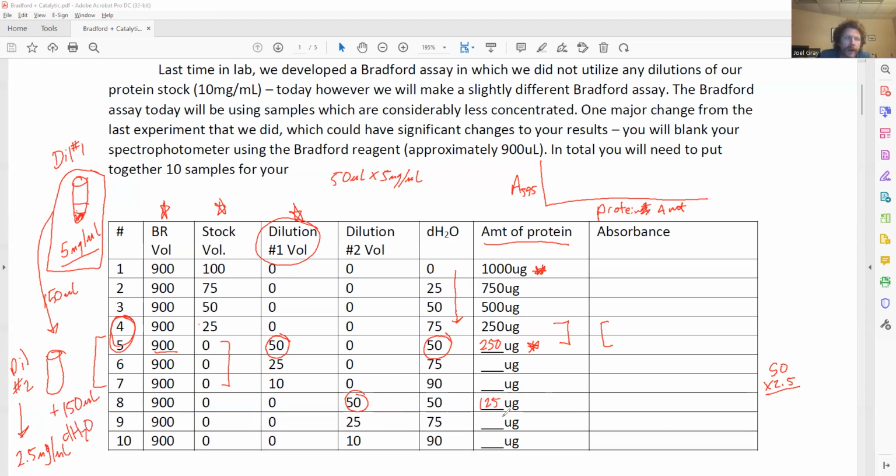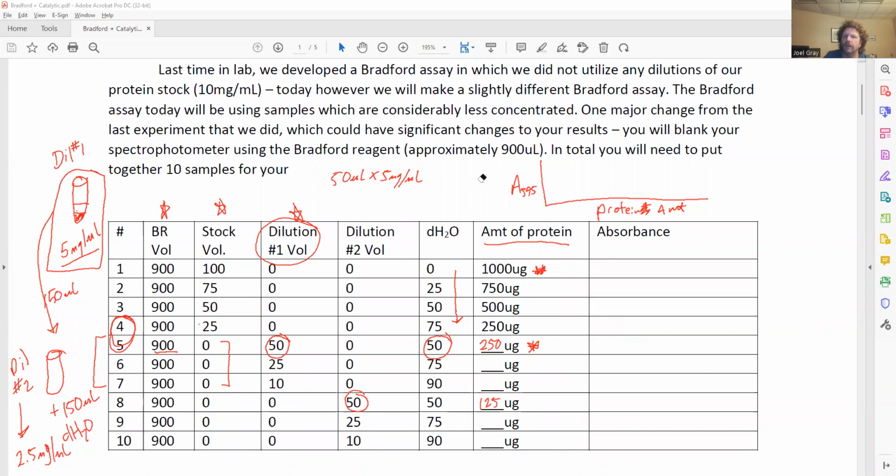So this is a table that you have a little bit of freedom and latitude to use. Your dilutions do not have to be one-to-one dilutions. They can be whatever you want them to be. The important thing is that you know what they are so that you can calculate your amounts of protein for samples 5 through 10. Now, the angle of this curve should look very similar to the curve that you've previously produced as a Bradford assay.